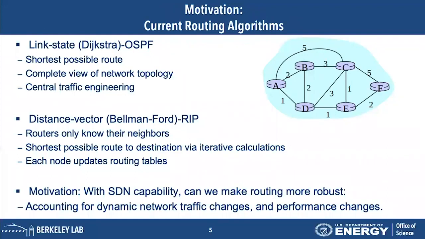Currently, the network uses 2 main algorithms to calculate the source-to-destination pathway. One uses a centralized approach, which finds the shortest possible route, which is the Dijkstra algorithm. The other is the Bellman-Ford, which also uses the shortest possible path, but with the routers only knowing their neighbors.